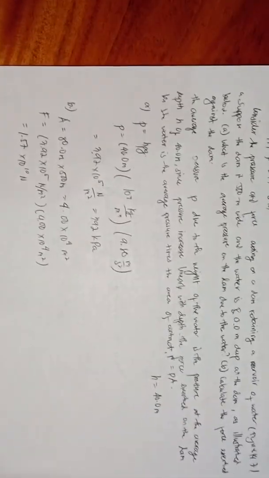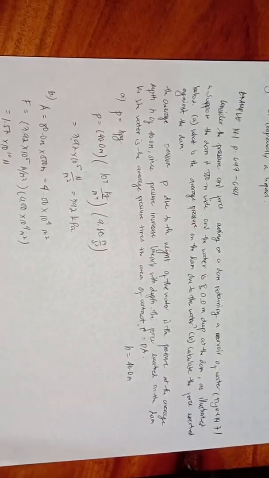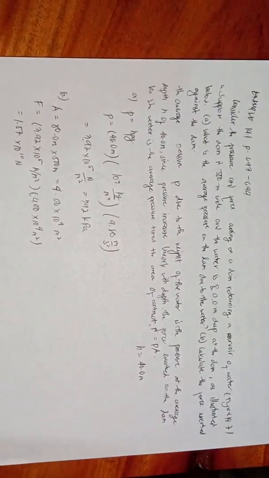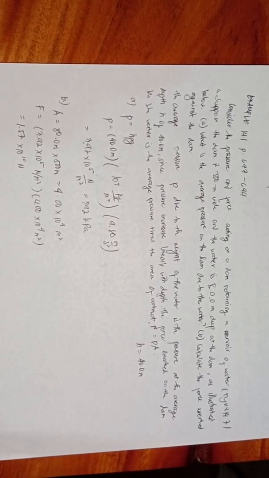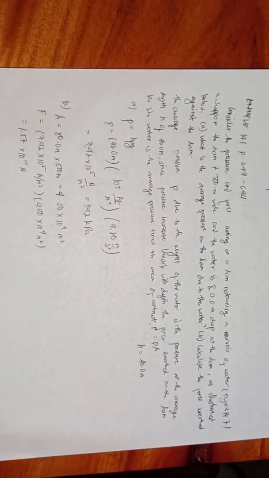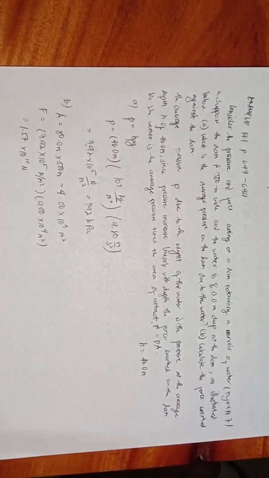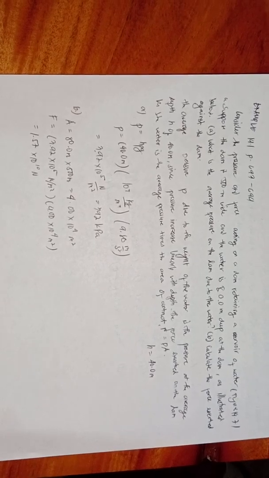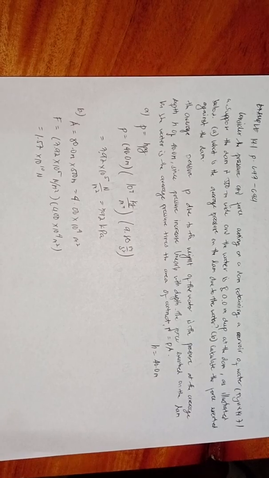B. Calculate the force exerted against the dam. The average pressure due to the weight of the water is the pressure at the average depth, a height of 40.0 meters. Since pressure increases linearly with depth, the force exerted on a dam by the water is the average pressure times the area of contact. F is equal to P times area, density times area.